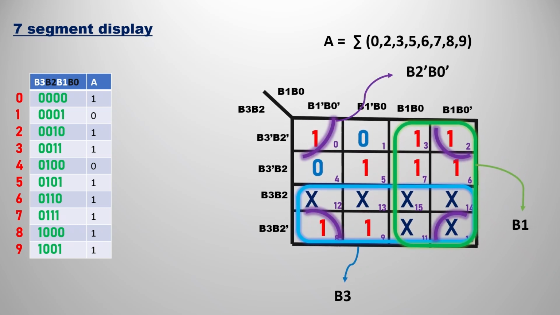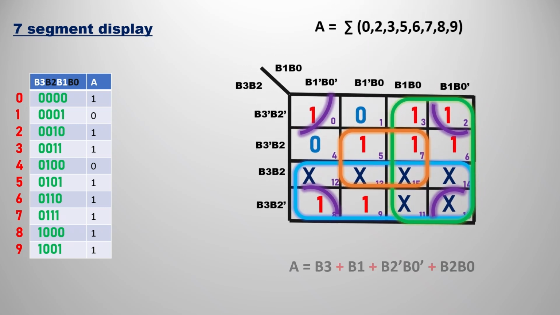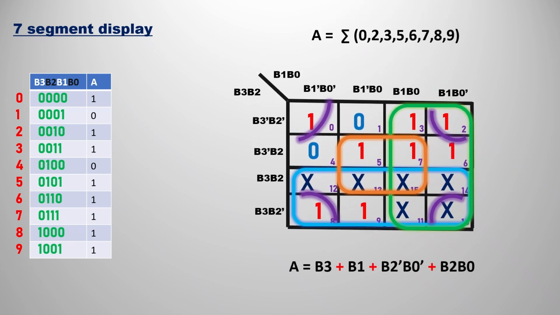After that we have two positions left, the 0th position and the 5th position. The two ones can be covered. The 0th position can be covered with the group of 4 elements highlighted in purple, that is B2 bar B0 bar. The other minterm can be grouped as 4 elements as you see there, that is 5, 7, 13, 15. This is the group of B2 B0. Finally, if you combine all the groups, you get the output expression for A: B3 plus B1 plus B2 bar B0 bar plus B2 B0. This is the final expression for the output A in the 7 segment display.